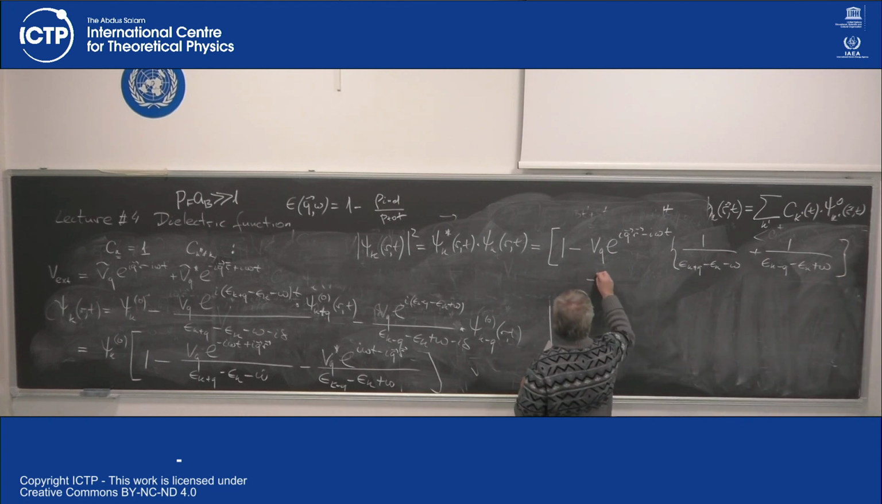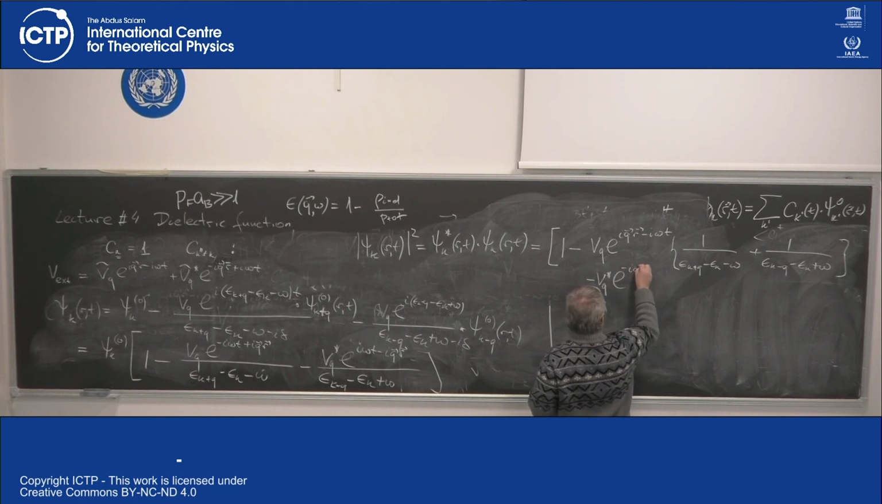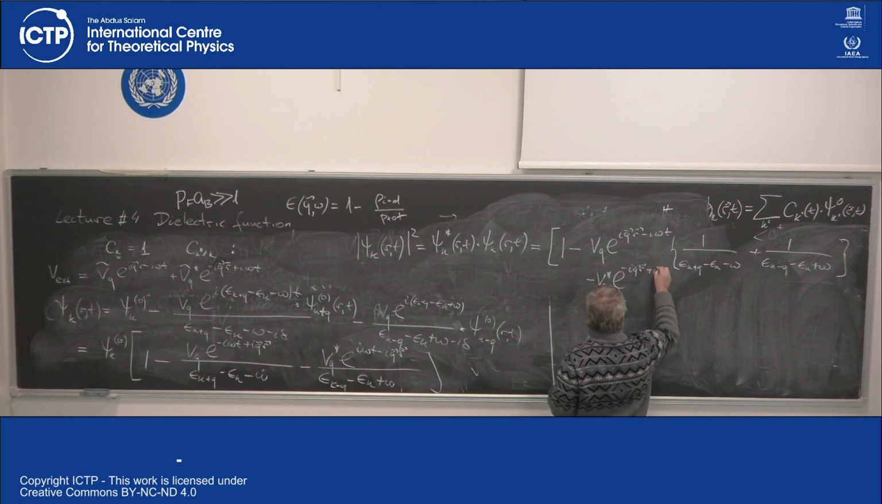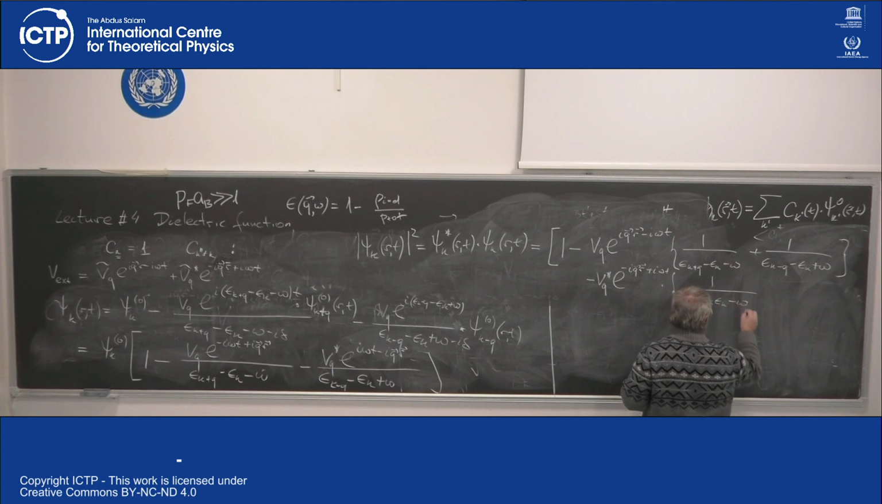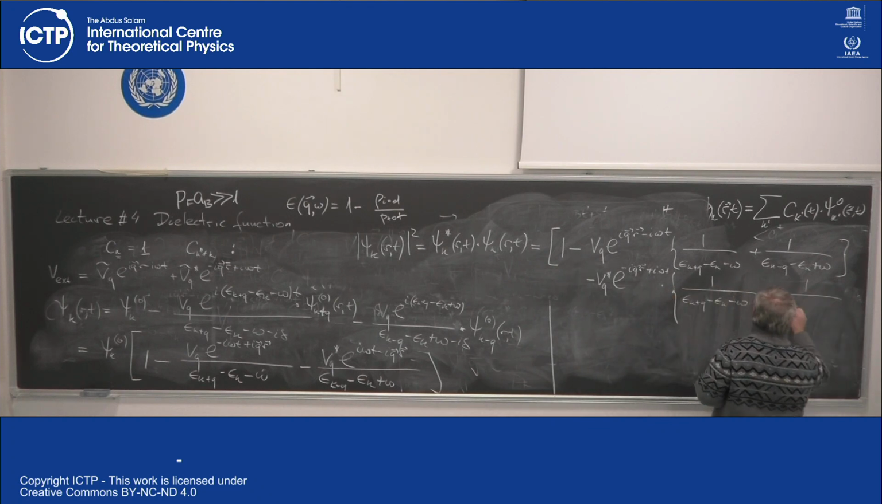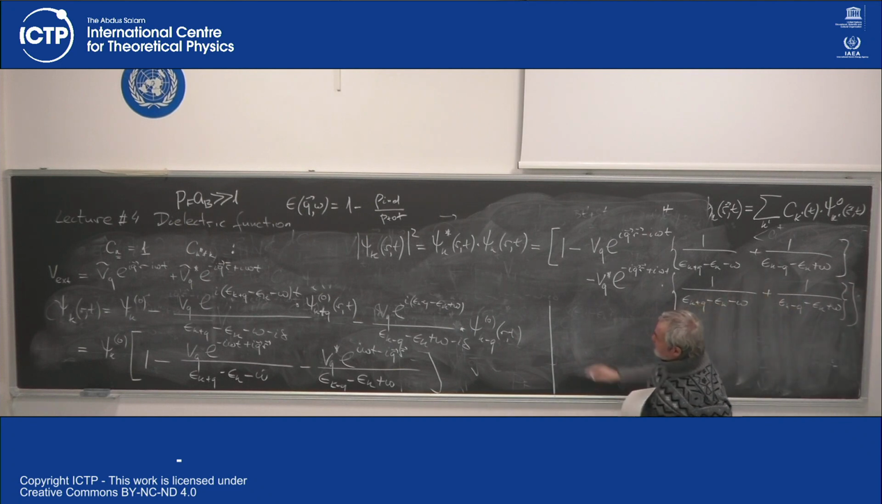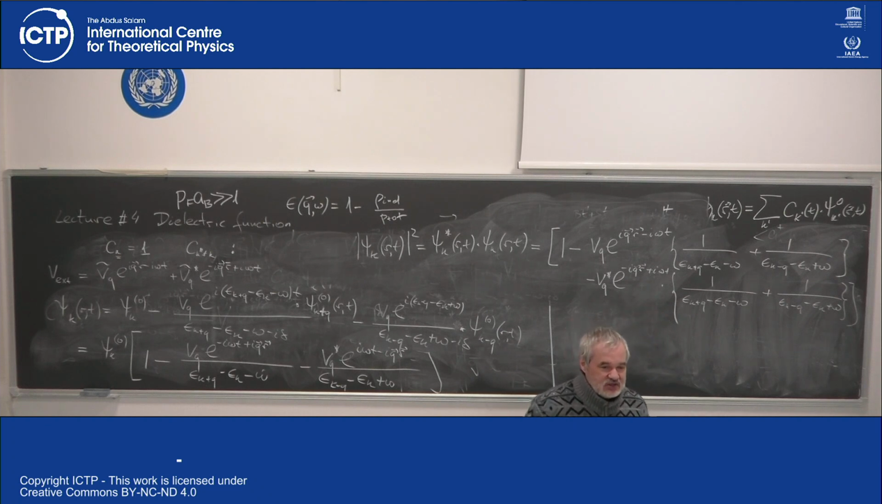Then I have a term minus V_q star e to the power minus i q r plus i omega t. And surprisingly, we have the very same term: 1 over epsilon k plus q minus epsilon k minus omega plus 1 over epsilon k minus q minus epsilon k plus omega. So this one is the associated density in the system in the absence of interaction.